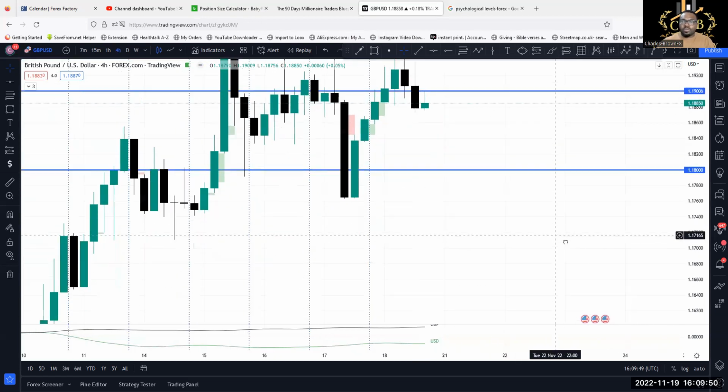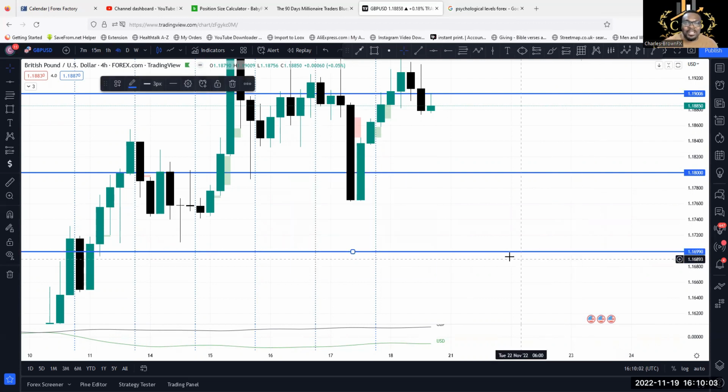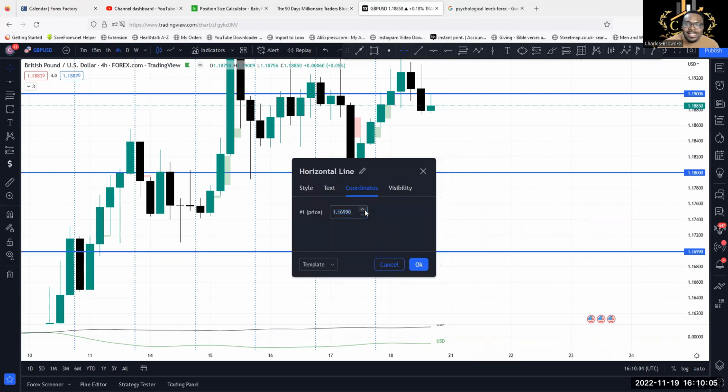Now, this is the clearest I could see. And then the next one is 1700. So I will take that random number as 1700, which is 1.1700. I'm just using that as a 1700, but you know what I mean. So there we go. So you take that price level.